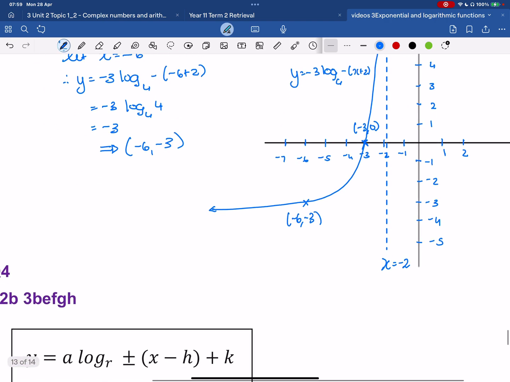Now let's have a look at this domain and range. So in this case, the domain goes from negative infinity all the way to x equals negative 2 and not beyond. So negative infinity to negative 2. And my range goes from negative infinity to positive infinity.